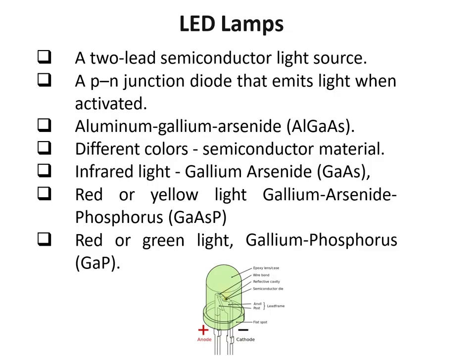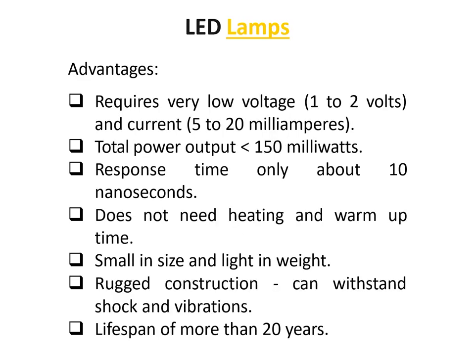Okay, so LED lamps are going to be our main source of artificial light. This is how it works. If you're interested, you can read in detail. Pretty interesting, actually. The advantage is that it's very energy efficient. It requires very low wattage and current. The total power output is usually less than 150 milliwatts, so very energy efficient.